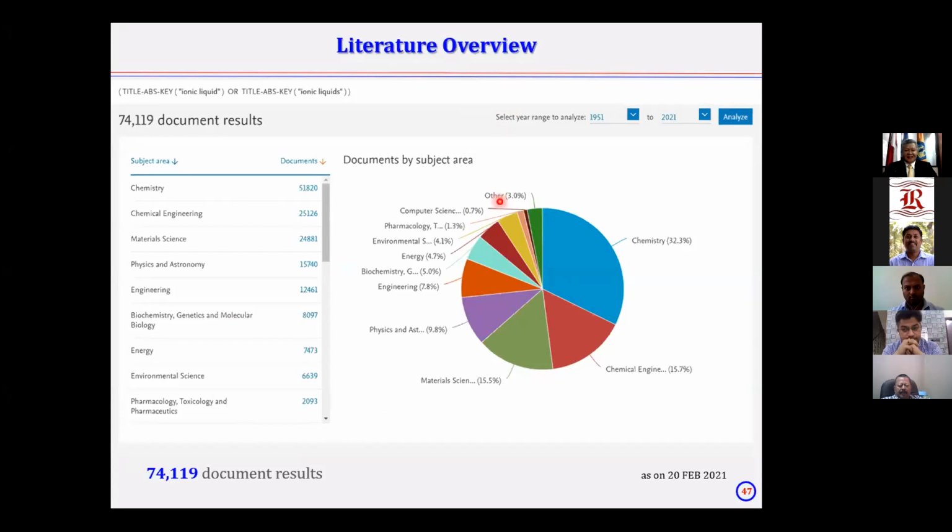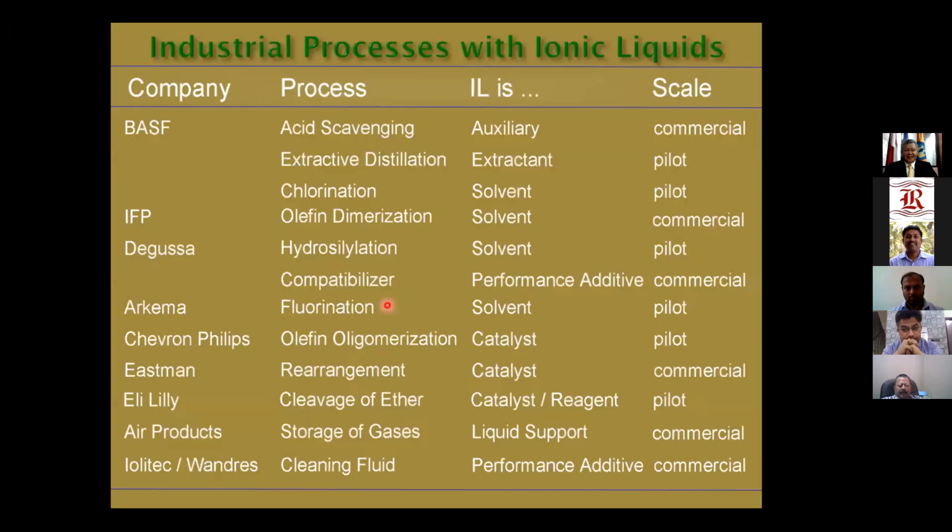Well, this is not only where ionic liquid has been used, as a catalyst or a reactant auxiliary or a performance additive, and this research has gone to various scales from pilot to commercial scale, and I will show you a more comprehensive list at the end of my talk.